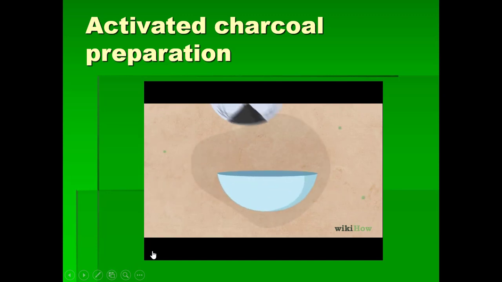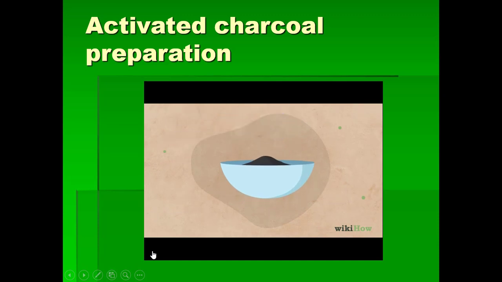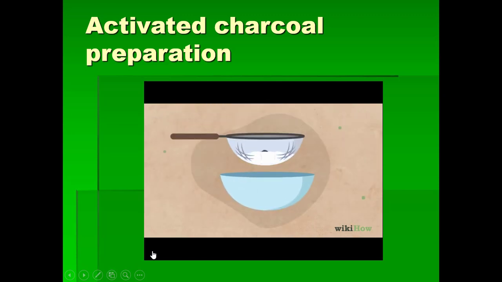Run the powder through a fine mesh strainer to remove any large pieces, then transfer it to a bowl. To activate the charcoal, pour about 1 to 2 cups, 240 to 475 milliliters of lemon juice into the bowl and stir until a paste forms. Cover the bowl and let the charcoal sit for 24 hours. Now, strain the charcoal in a coffee filter inside of a fine mesh strainer.